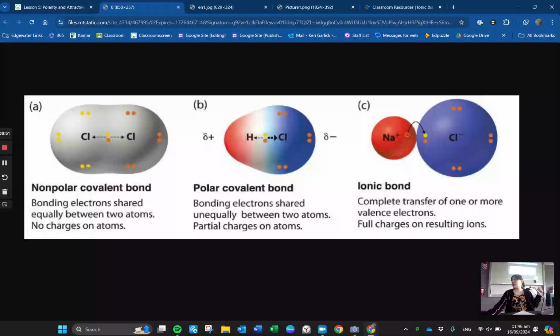The next type of bond that we have is a covalent bond, and that is when the electrons are getting shared between two atoms. This is a stronger bond compared to the ionic bond. So when we see covalent bonds, it's going to take quite a bit of energy to break them apart. The other thing to think about with these covalent bonds is, where are these electrons that are being shared?